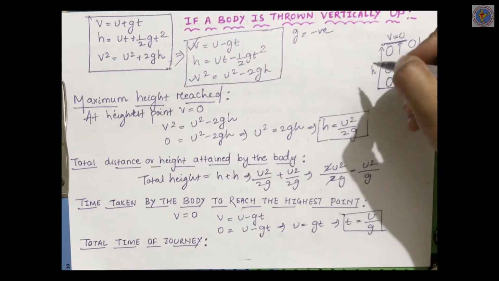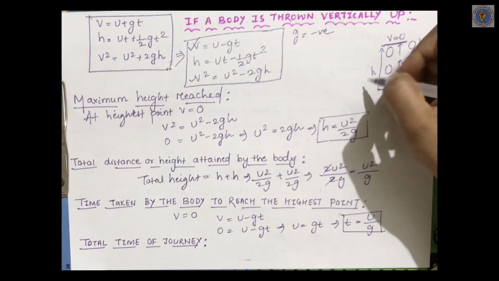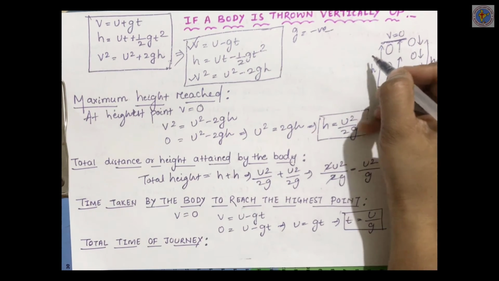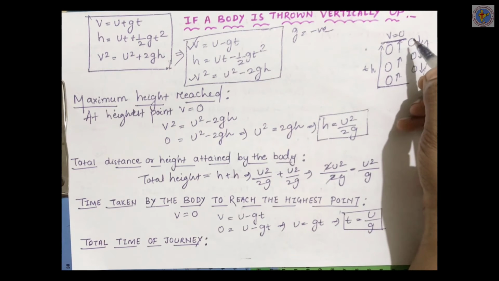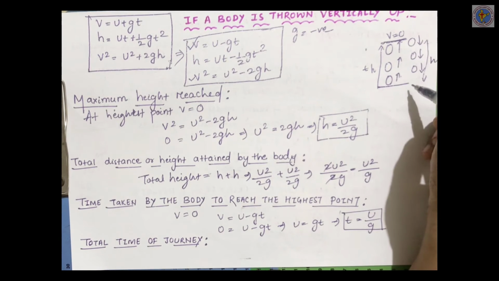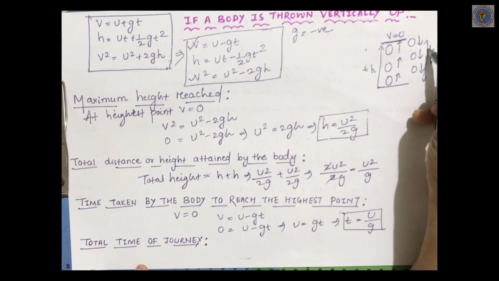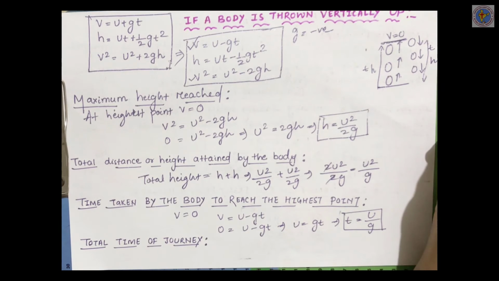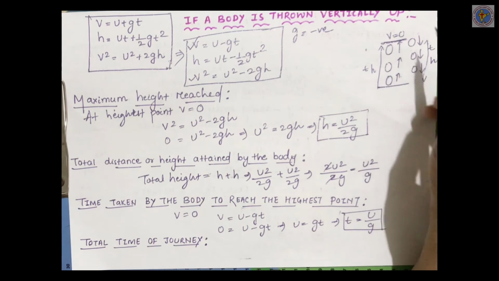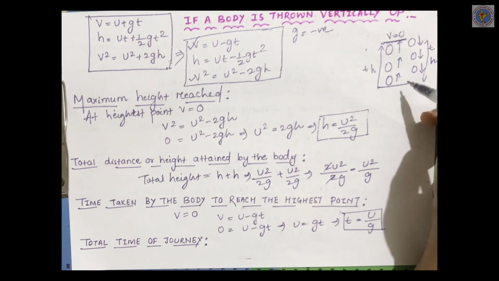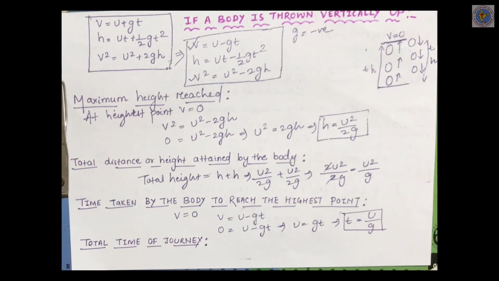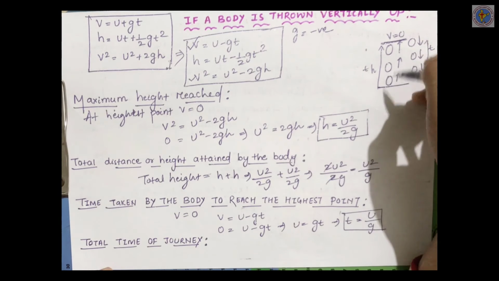Now again, children, if the time taken by a body to reach the highest point is t, then when the body comes in the downward direction to its initial position, what will be the time taken? In that case also it will be t. The time taken by the body to reach the highest point and again to come back to the surface is the same in both cases, that is t.